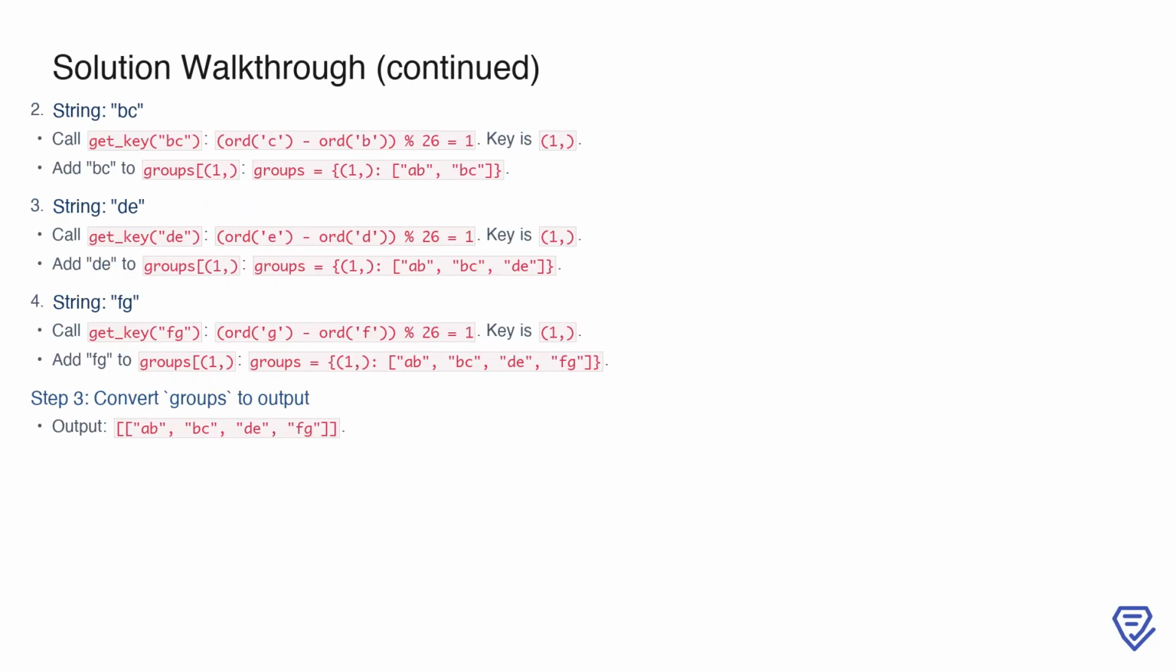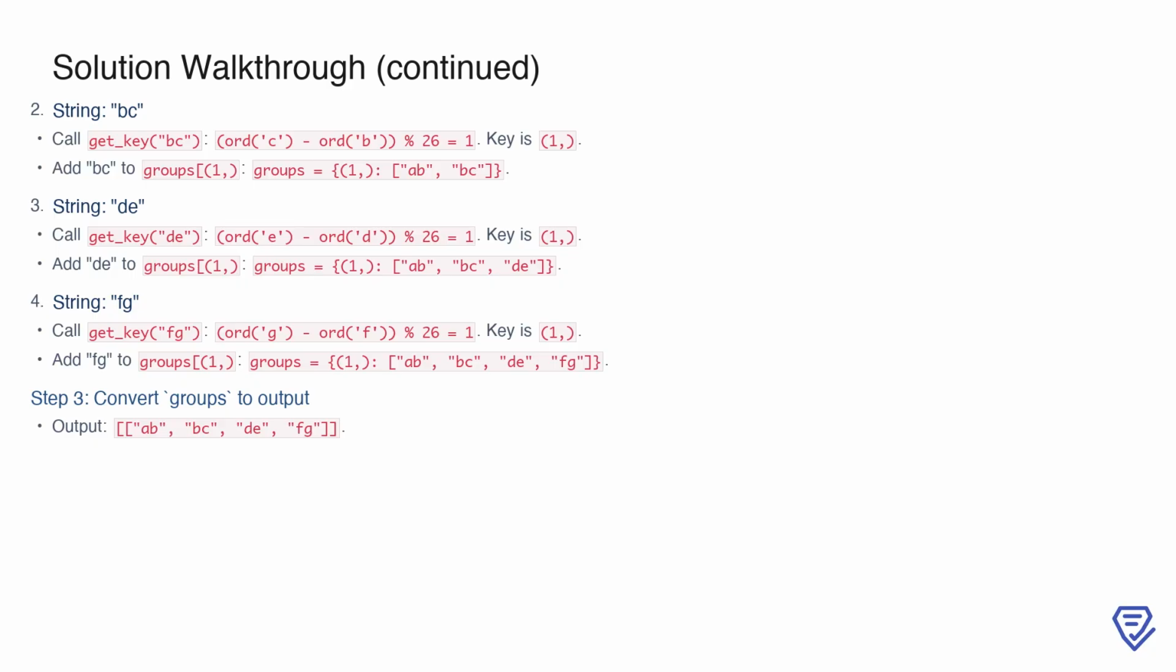Next, for BC, the difference between its characters is also 1, so the key remains 1. We add BC to the same group, updating groups to {1: [A, BC]}. For DE, the difference is again 1, giving the key 1. We add DE to the same group, resulting in {1: [A, BC, DE]}.